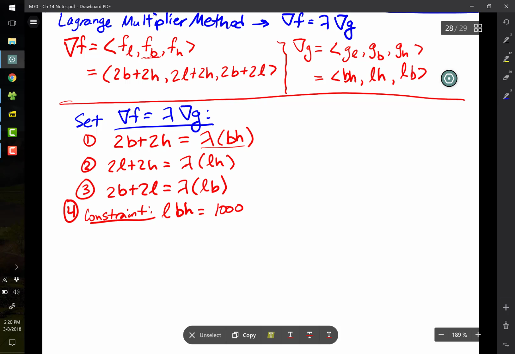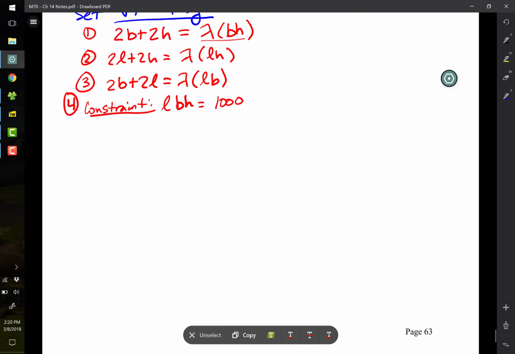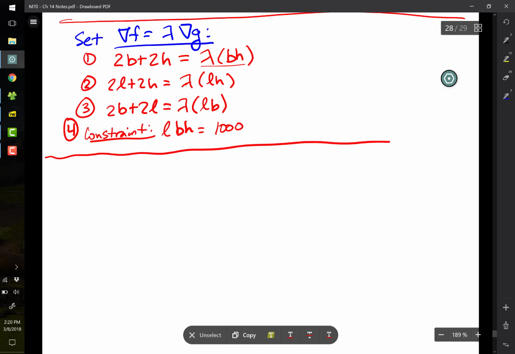It's not super obvious what to do, but that's okay. So what I'm thinking is, check it out, I'm going to try it this way. I'll leave that there. I'm going to take number one and multiply it by L. So let's see what happens when I multiply equation 1 by L. I'll get 2BL plus 2HL is equal to lambda times the whole thing, BHL.